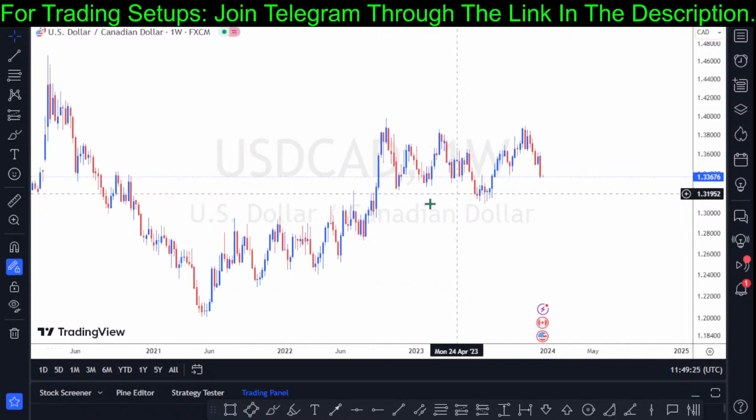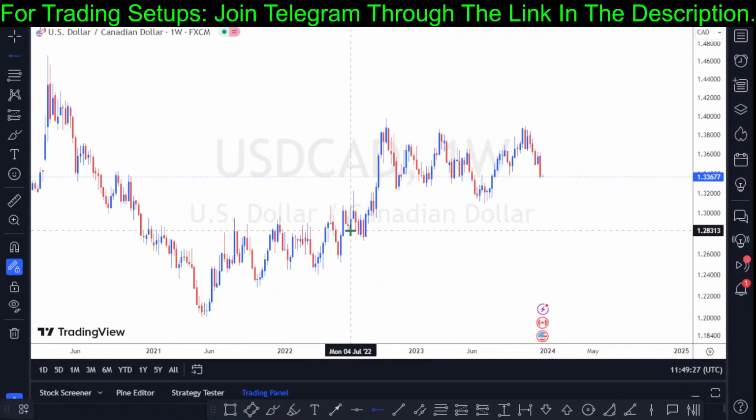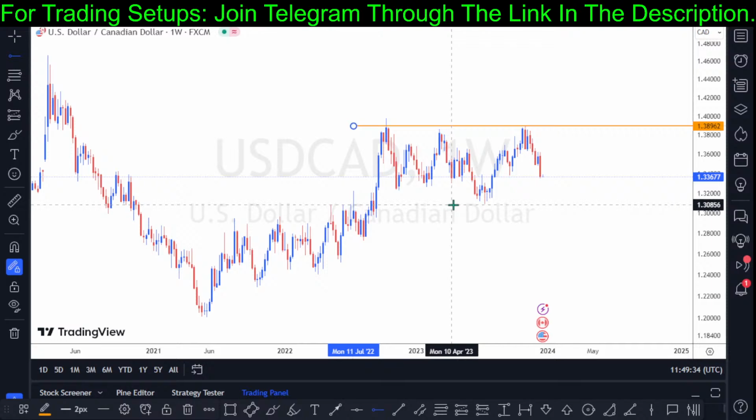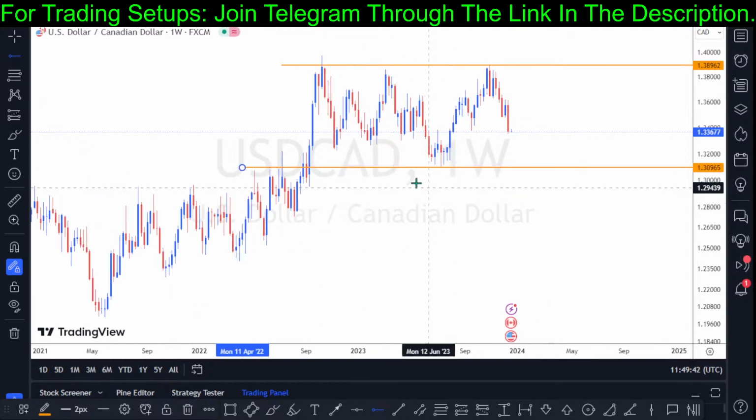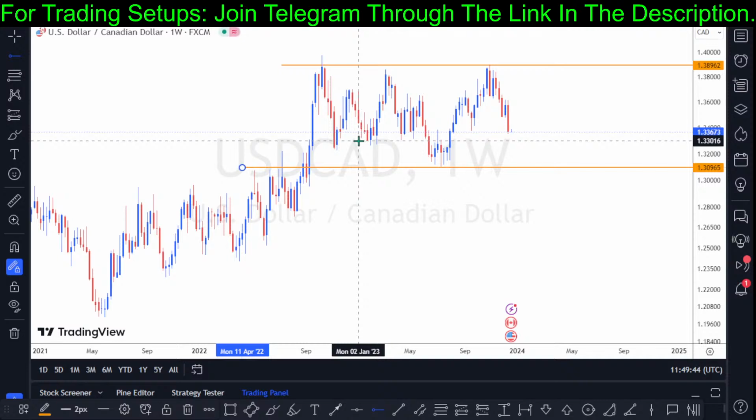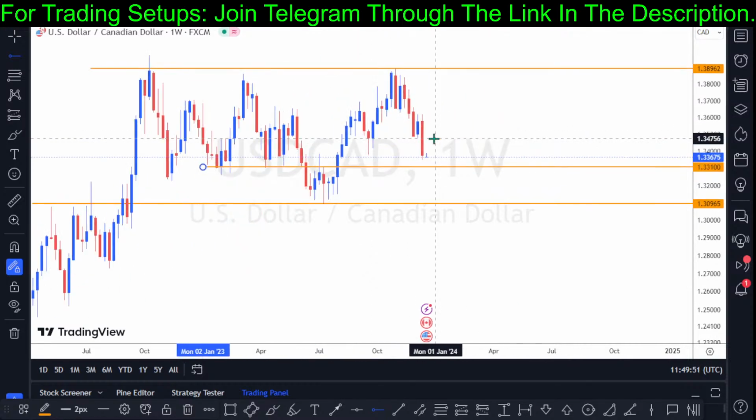I'm going to start marking this key level structure right now. We have the peak resistance at the price of 1.38962. We have a major turning swing low at the price of 1.30965. And we have another key level structure at the price of 1.33100. Got that? And then we have another structure right here. We can tag the structure right here, but let's check out what we have on the day chart.